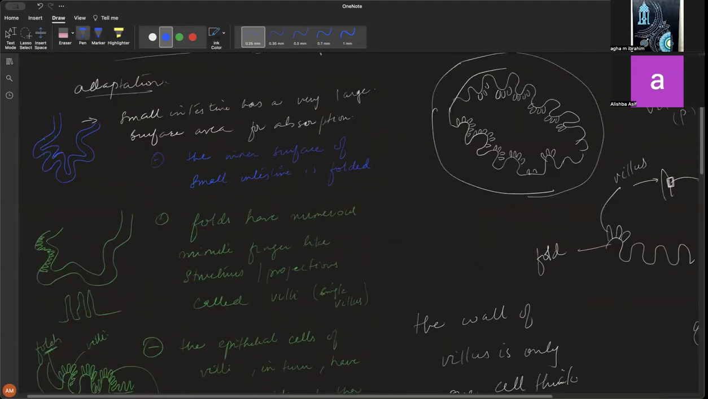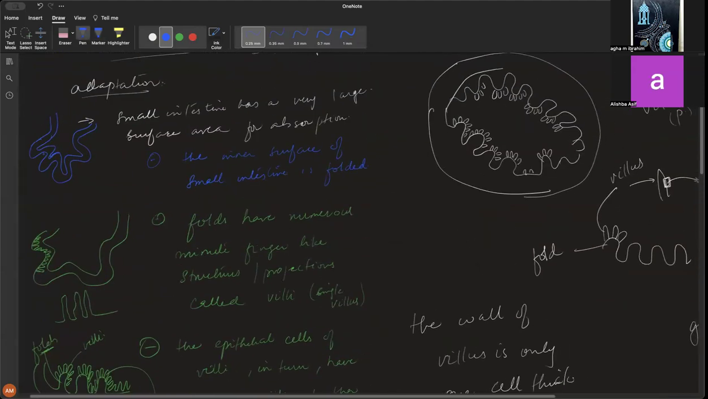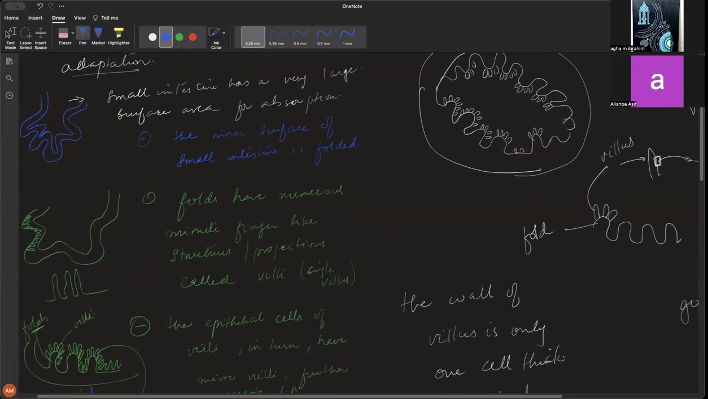Number one was that the small intestine has a very large surface area. These are the adaptations. And how does it have a large surface area? Because it has folds, it has villi, and then it has microvilli. These are the three things that increase the surface area of the small intestine.